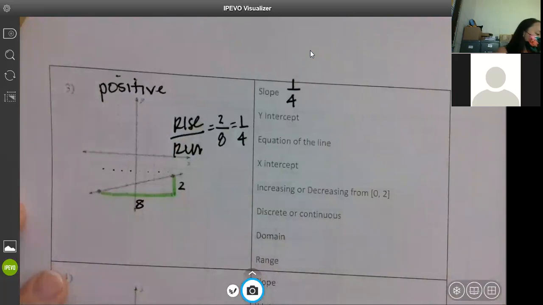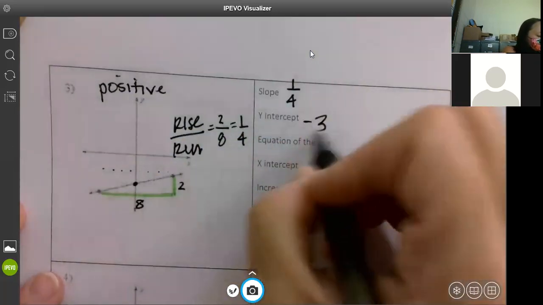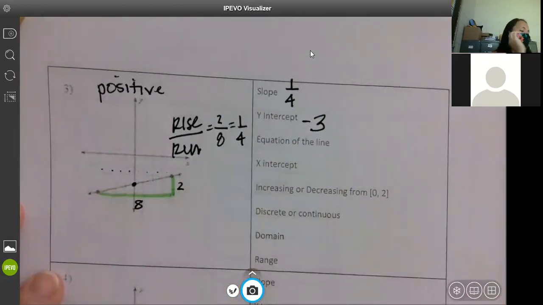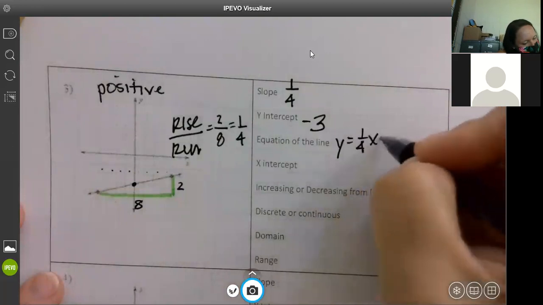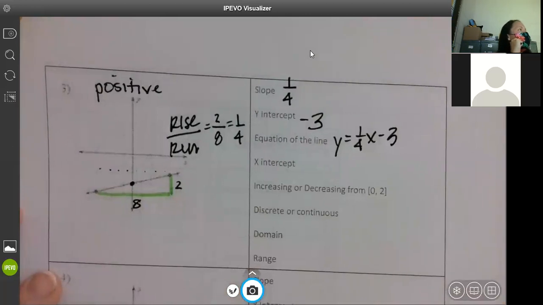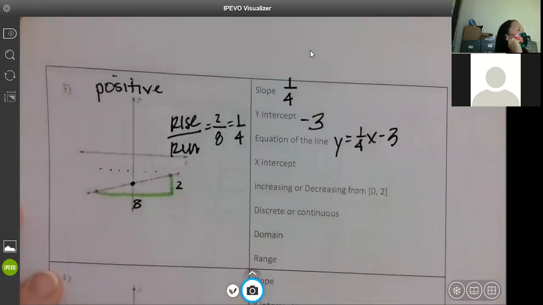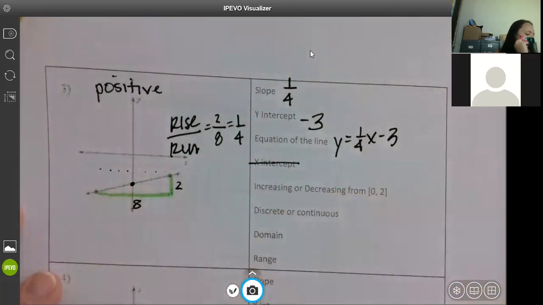What's your y-intercept? Where did it cross the y-axis? Somebody else. What's the equation of your line? Perfect. Well, this one's kind of hard because it doesn't show your x-intercept. I'm going to hold off on that for just a few minutes, okay? So we're going to mark that one out on this one because we can't see it right now. How could we find it?